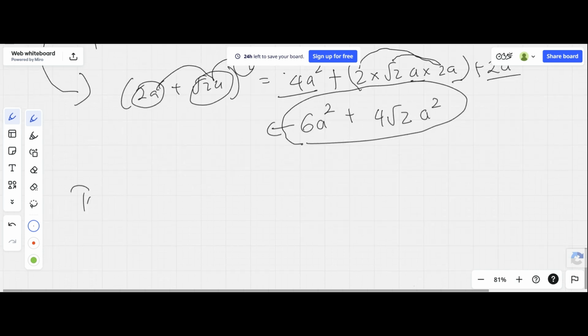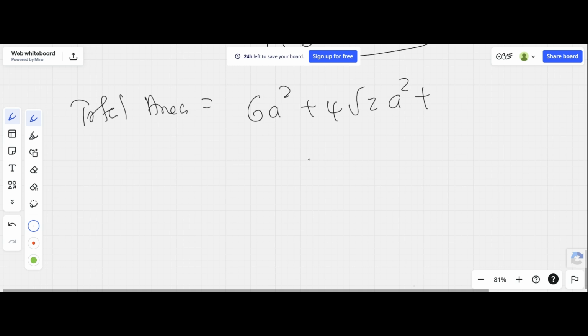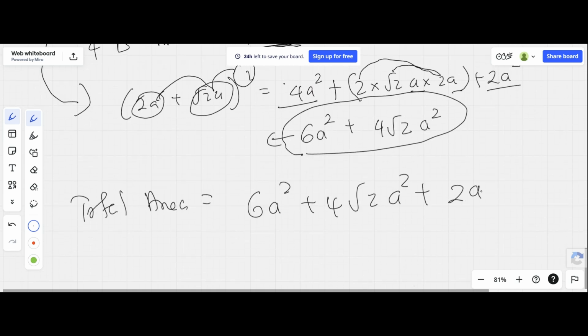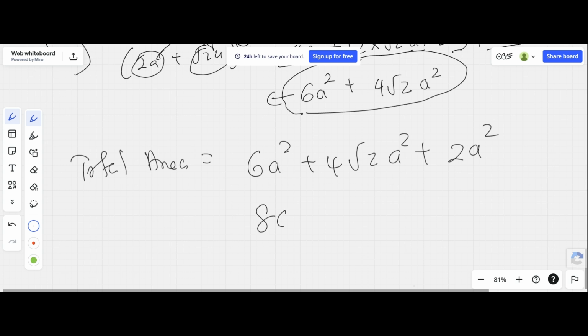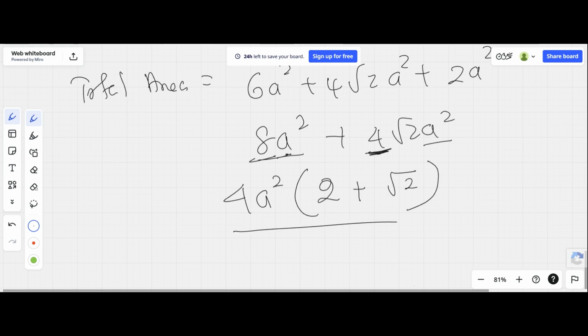So what is the total area? Simple. The total area is 6a squared plus 4 root 2 a squared, plus the area of the four triangles, how much? 2a squared. So it will be 8a squared plus 4 root 2 a squared. What you can do is take a squared as common. You can take 4 also as common. So take 4a squared as common. So it will be 2 plus root 2. Right. This is the answer we get.